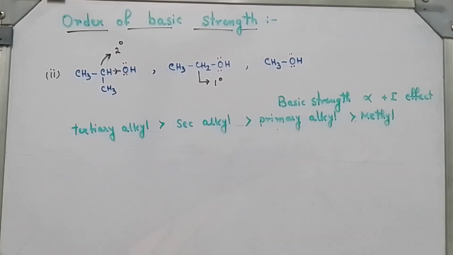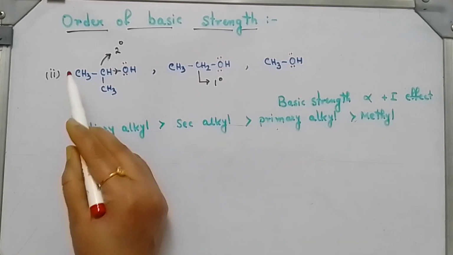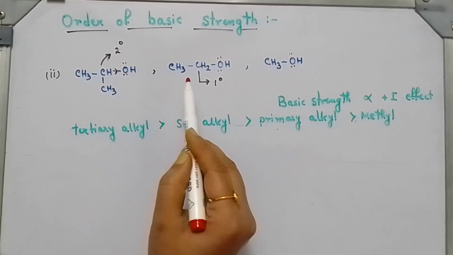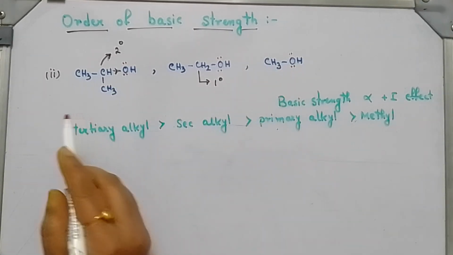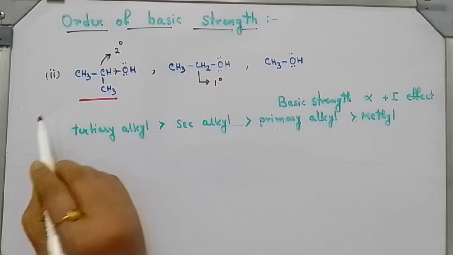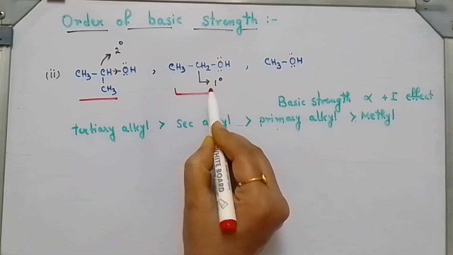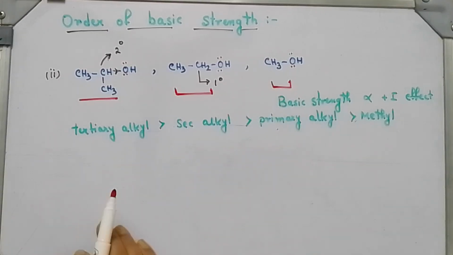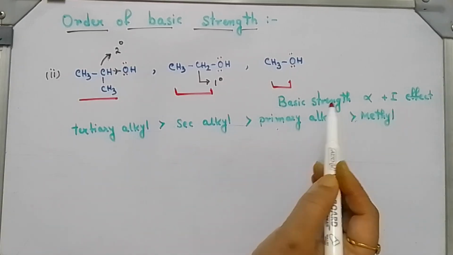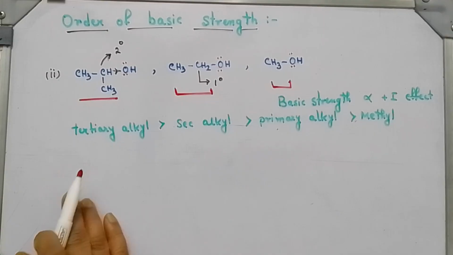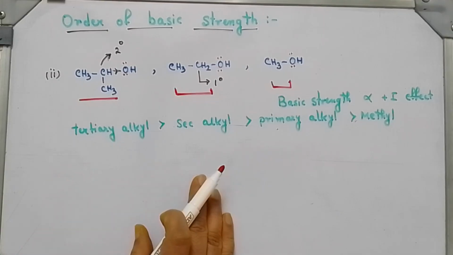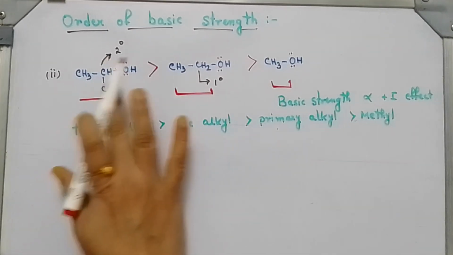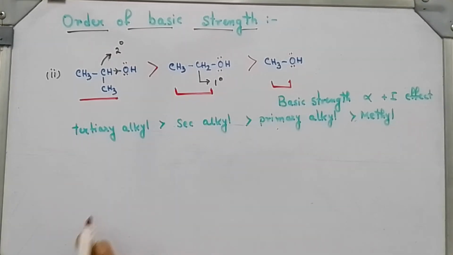This is the order. Therefore, since this is secondary, this is primary and this is a methyl group, this group is having higher plus I effect than this group, and this group is having higher plus I effect than this group. Since plus I effect is directly proportional to basic strength, therefore the order of basic strength is this. This is the decreasing order of basic strength.